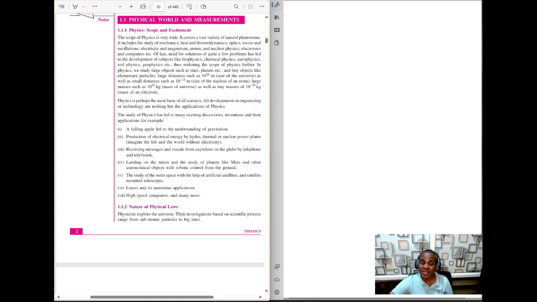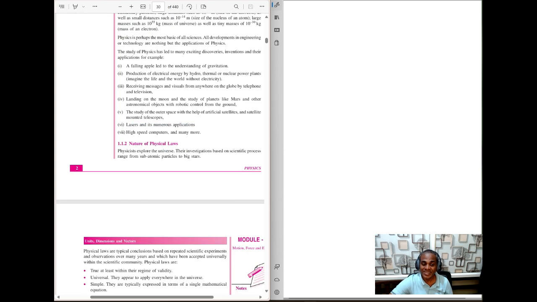Let's understand the technology behind receiving messages and visuals from anywhere on the globe through wire and wireless communication media. Landing on the moon, study of planets and astronomy is also physics. At the same time, lasers and numerous applications of lasers, computers, electronics, high-speed computers. These are all part of physics.